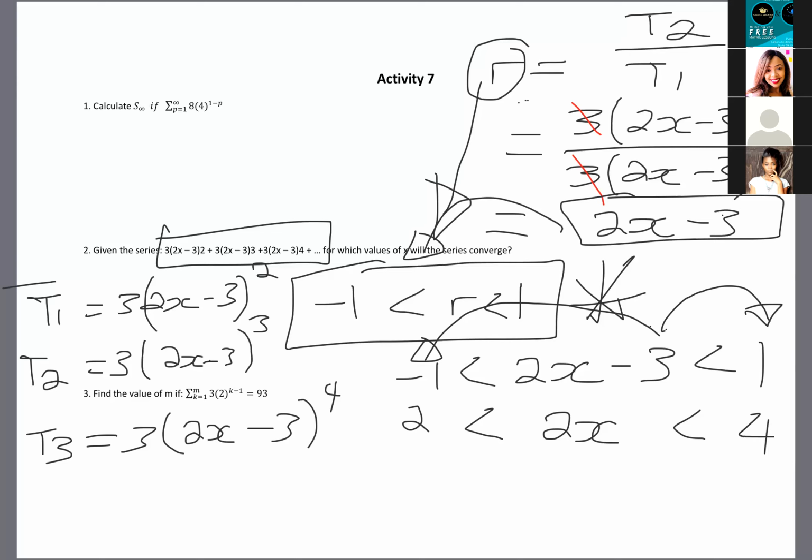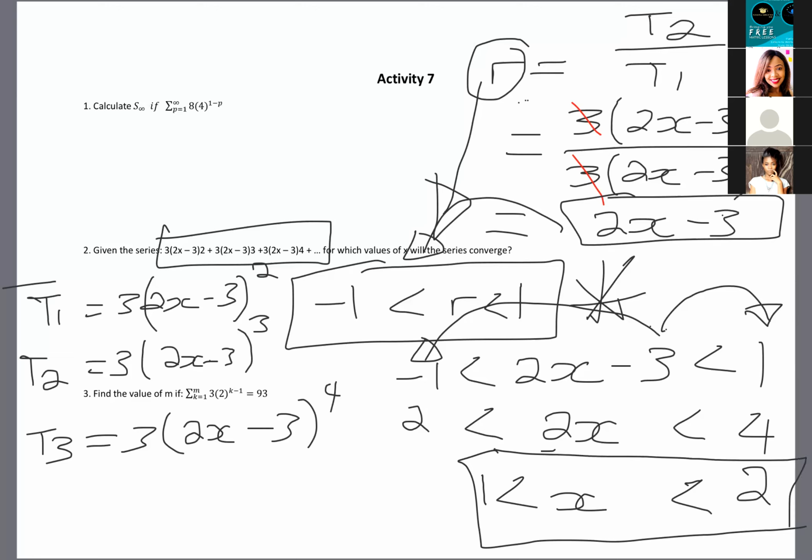And then what am I left to do? I get rid of my 2, this one. So I'm going to say x, and I put my greater and less than signs. And then what happens when I divide 2 by 2? It's 1. And then on the right-hand side, I get 2. So this is going to be my final answer.